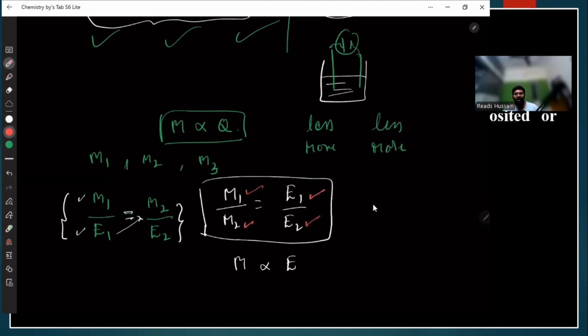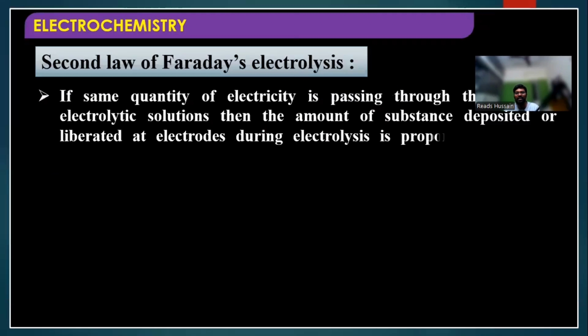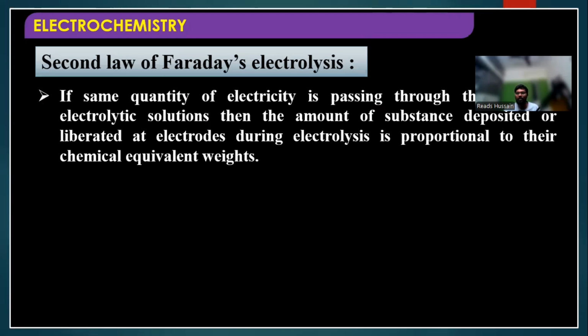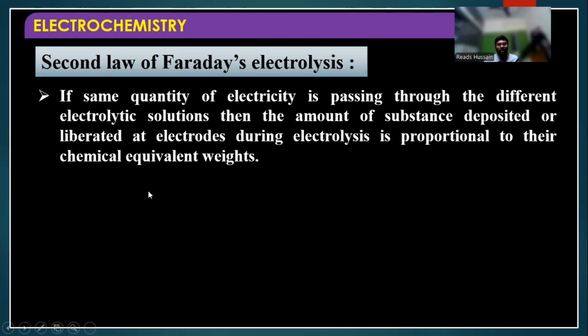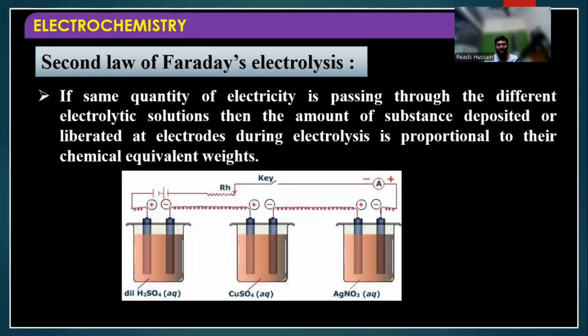Okay, that means here the case is different. When two or three different electrolytes are connected in series, then the amount of substance deposited will be directly proportional to their equivalent weights. See, this is the statement. If the same quantity of electricity is passing through the different electrolytic solutions, same quantity of electricity means they are connected in series, then the amount of substance deposited or liberated is proportional to their chemical equivalent weights. So here a small picture is showing.